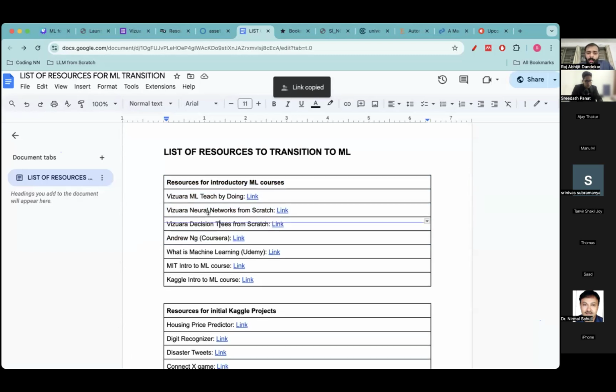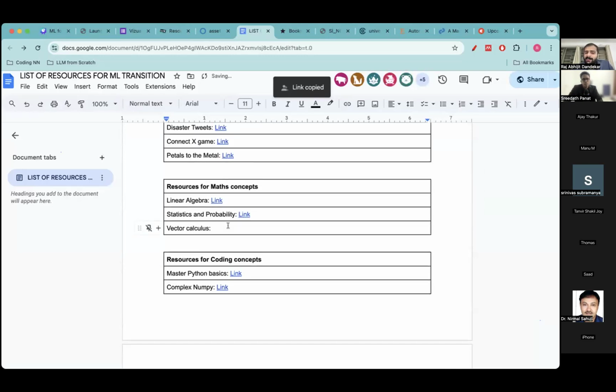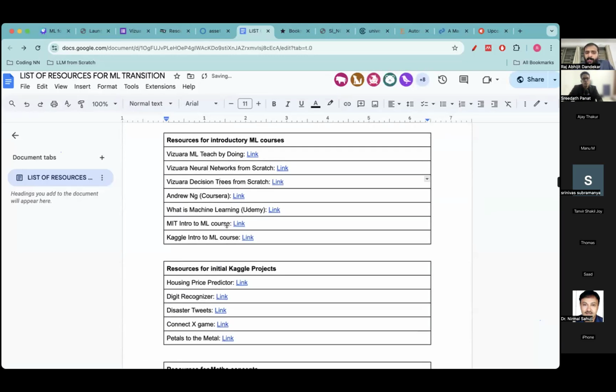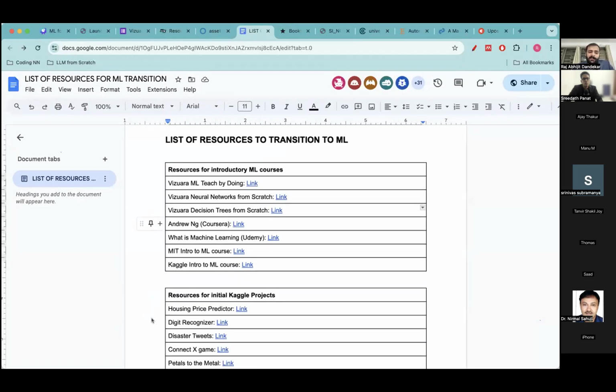So if you do an introductory ML course, let's say if you do initial Kaggle projects, that's fine. You can do these projects, but don't add them to your resume because everyone else is doing it. Just use this as a stepping stone to your machine learning journey. So you may ask that if this is the stepping stone, what do I do next? I'm going to tell you what to do next. But first, take a very detailed look at this list of resources.